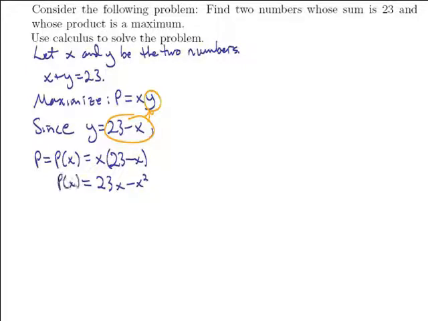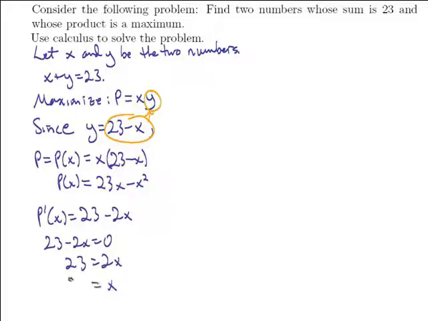a function. It's a quadratic function, a negative leading coefficient. The graph of that is a parabola opening down. It's going to have a maximum value. We want to maximize this function. How do we do that? Well, we take the derivative and set it equal to 0. The derivative is 23 minus 2x. And if we set 23 minus 2x equal to 0, that means 23 is equal to 2x, and x then is equal to 23 halves.